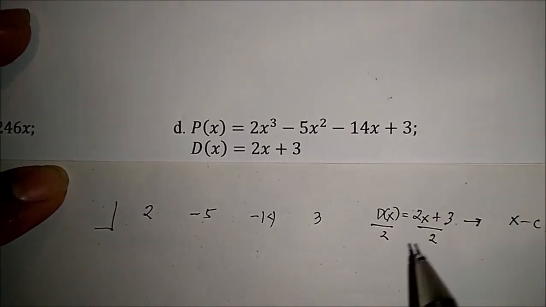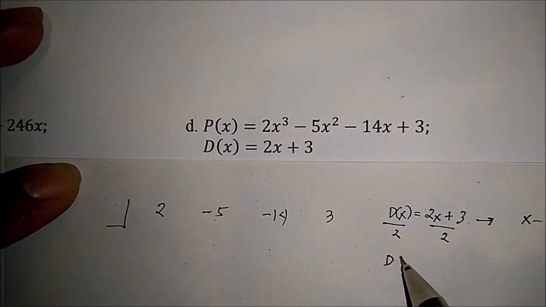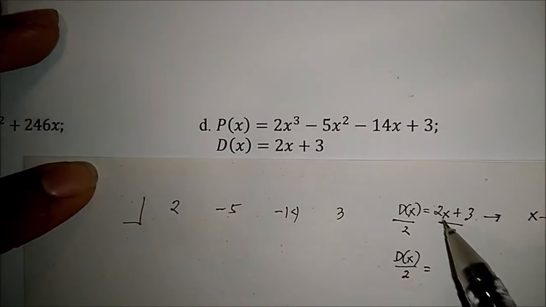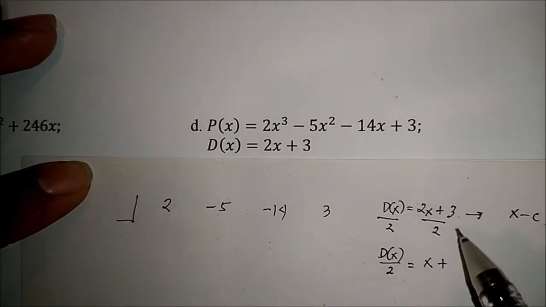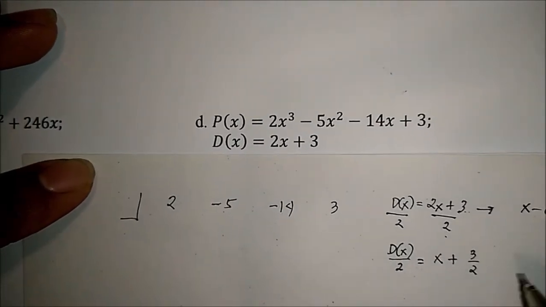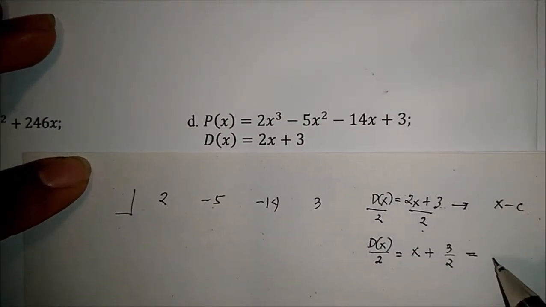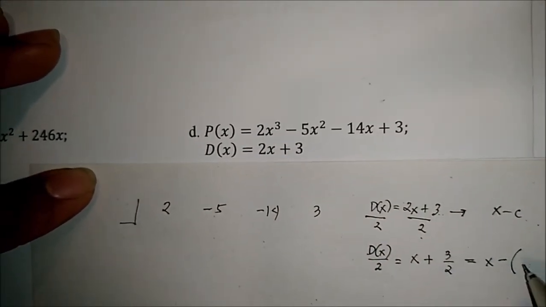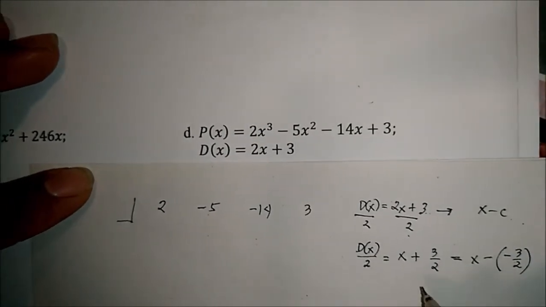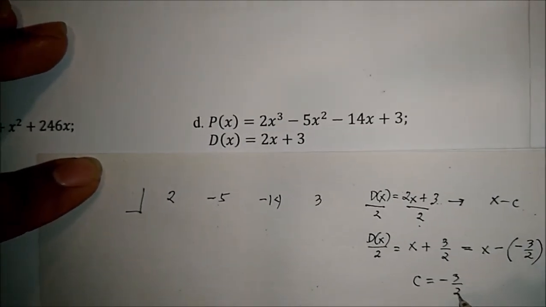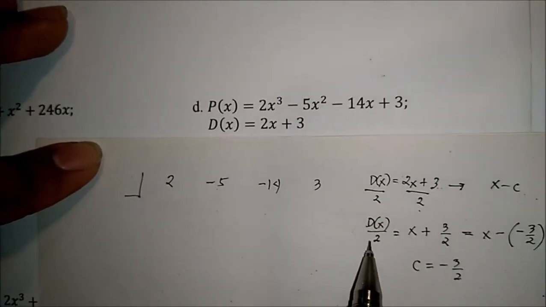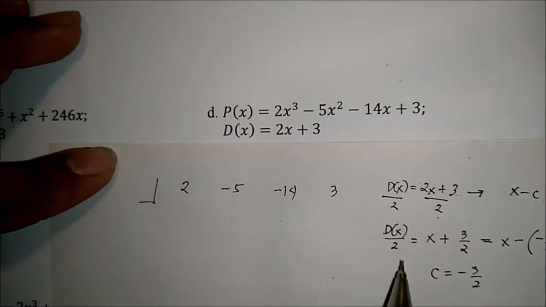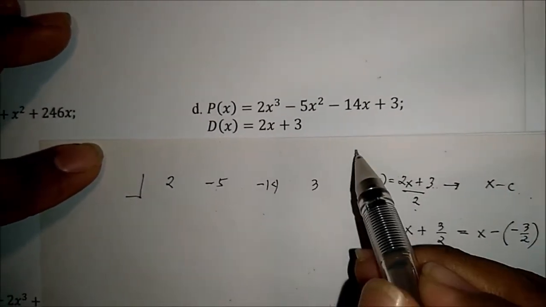Thus, we have a new divisor. D of x over 2 equals, this is x. So, 2 divided by 2 is 1. So, that will be x plus 3 over 2. Okay. You're writing it in the form x minus c. So, that would be x minus the negation of 3 halves. So, that would be negative 3 halves. So, therefore, our synthetic divisor is negative 3 halves. Remember, yung divisor natin ay dinivide natin sa 2. Ibig sabihin, may effect yon sa final value. Or sa final answer. What will be the effect? Later on, we'll try to find out.